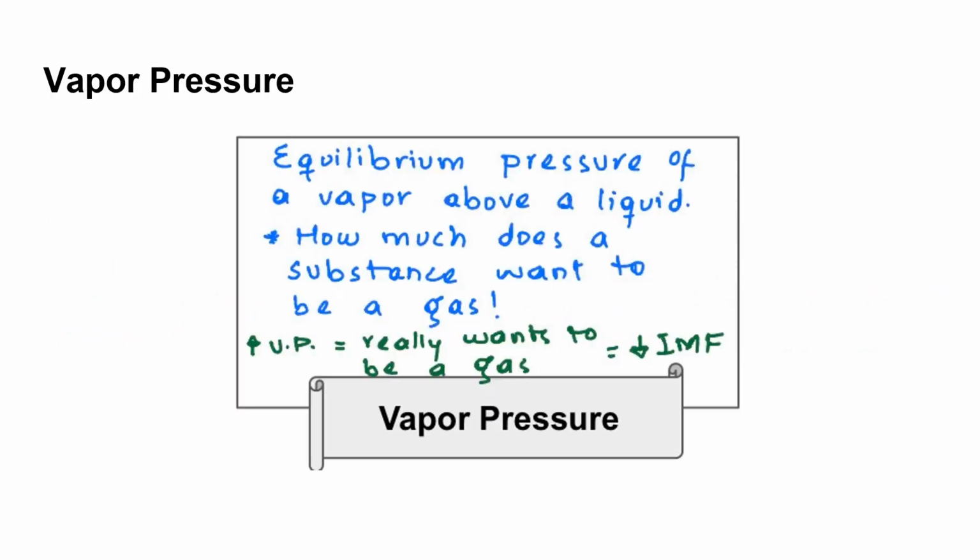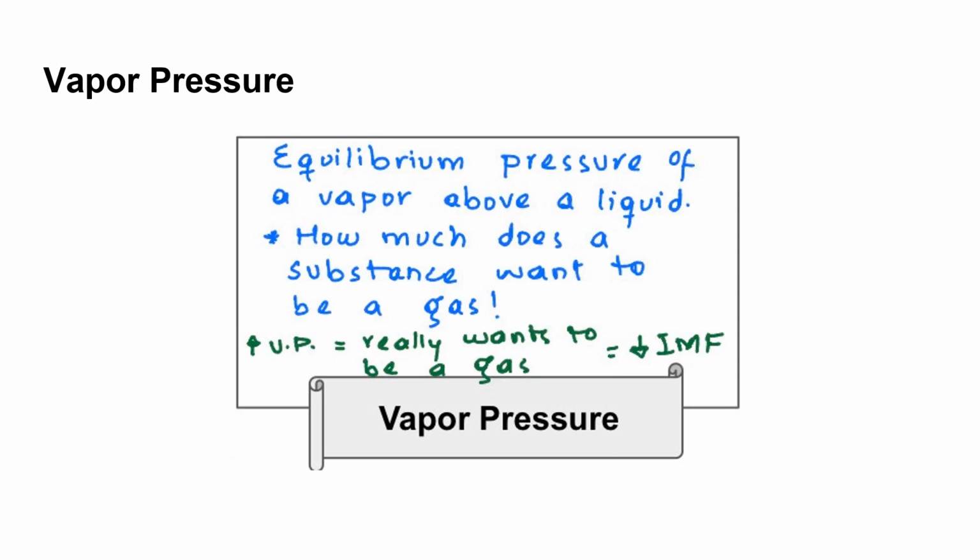The reason why this is important for this lesson is because we are talking about vapor pressure, which is basically the pressure of a vapor above the surface of the liquid, which is at equilibrium. So vapor pressure basically tells us how much a substance wants to be a gas. When we say that something has a very high vapor pressure at any given temperature, that means that at this temperature, this substance really wants to be a gas, which means there are very high chances that it is going to convert into the gas phase.